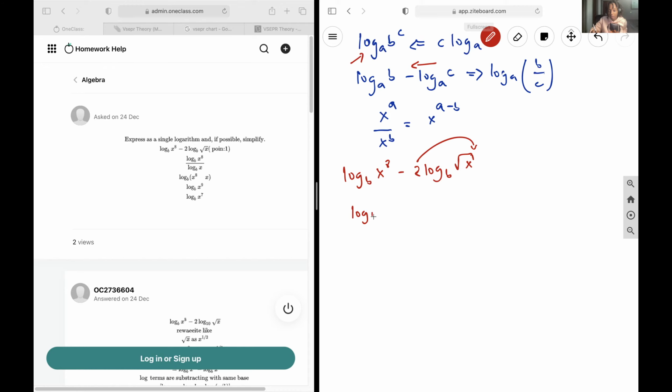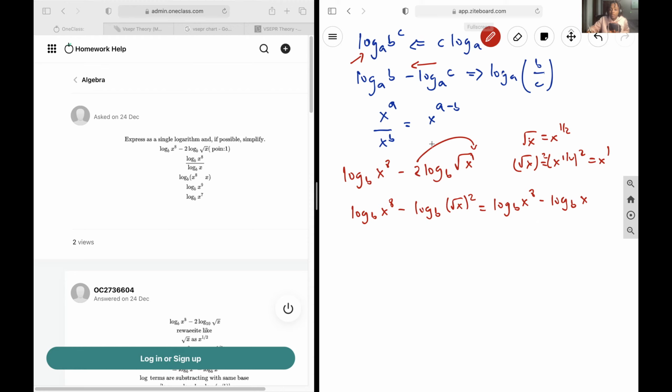And so we get log to the base of b of x to the power of 8 minus log to the base of b of root x squared. And we know that root x is x to the power of 1 over 2. So root x squared is x to the 1 over 2, squared. 2 times 1 over 2 is just 1. So it's just going to give us x. So let's just rewrite that as log to the base of b, x to the power of 8, minus log to the base of b of x.